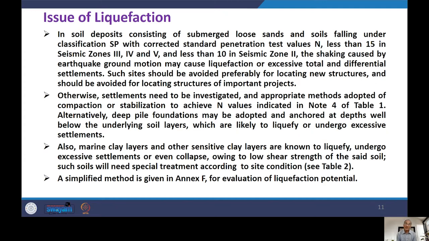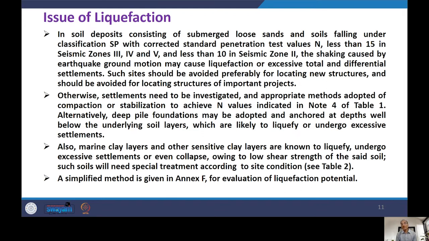So first of all, if you have some sites where N values are less than, let's say, 15 in seismic zone 3rd, 4th, and 5th, and less than 10 in seismic zone 2nd, then we should avoid those sites for construction, or otherwise we need to use ground improvement. And this is particularly applicable for new projects or for locating the structures of important projects.